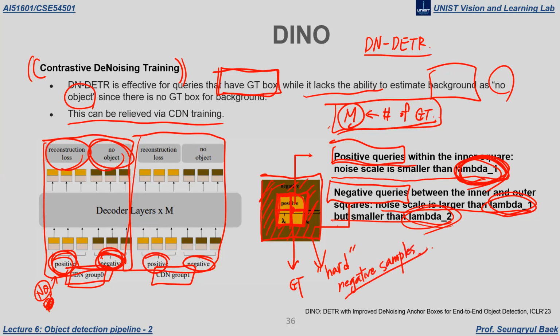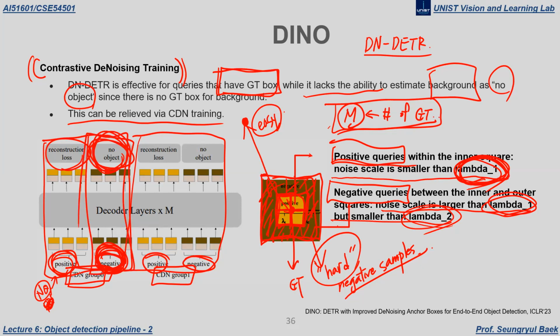If some samples are located here, then they are very different from the ground truth, so they are easy samples, right? But samples located nearby the ground truth are the most difficult negative samples, and we have to map them to no object. By involving this strategy, DINO becomes more robust. That's what the CDN is insisting.